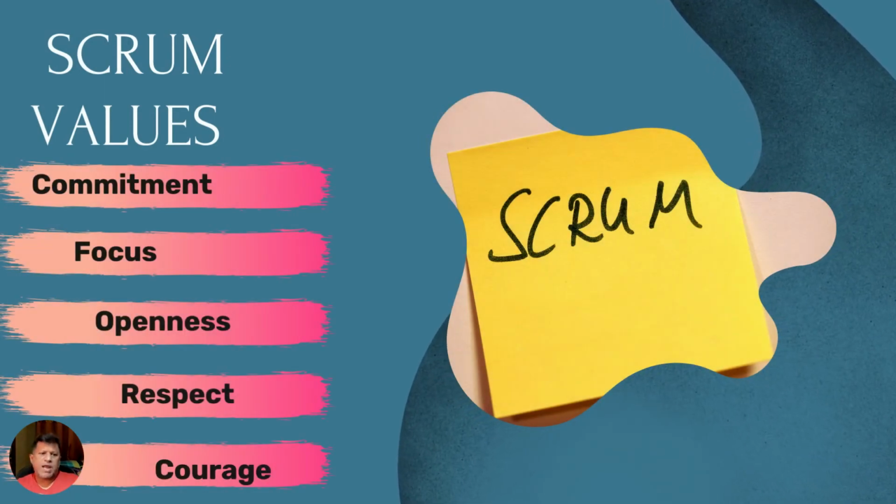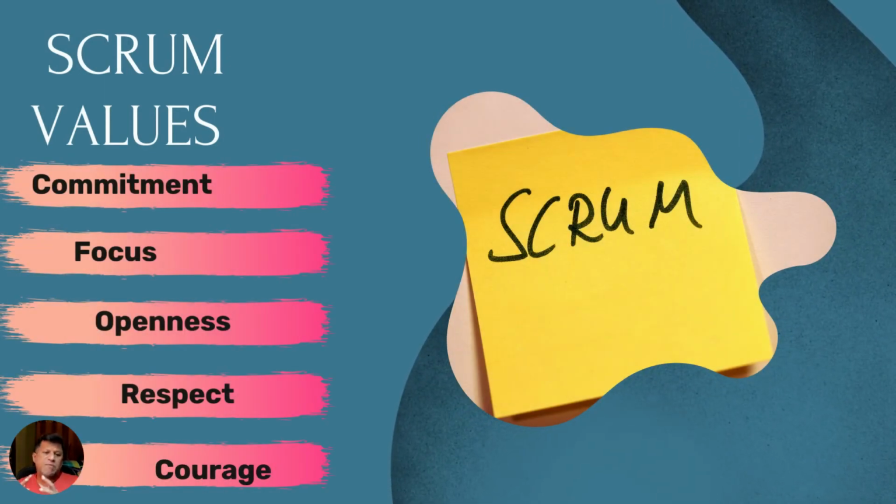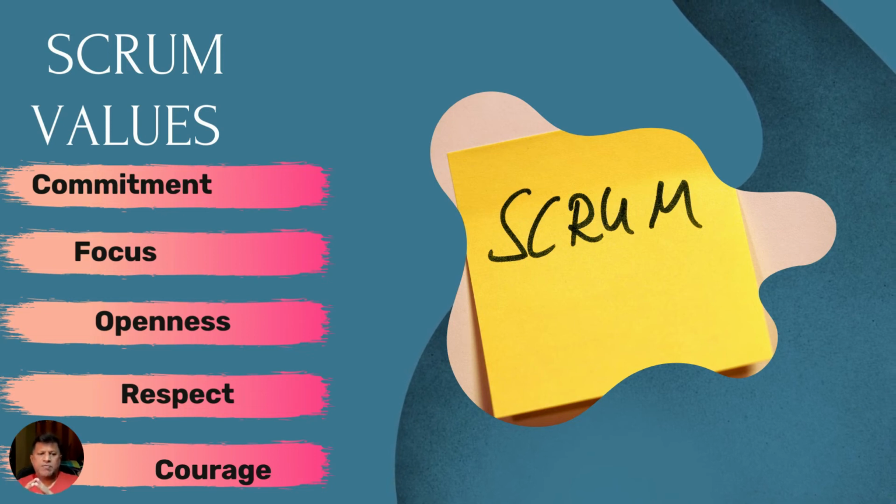Let's look at the Scrum values, right? There are five Scrum values: commitment, focus, openness, respect, and courage. Now, what are these values? What are they meant to be? Commitment of a Scrum team is always towards delivering value. What we commit is what we deliver, and we should not overcommit, nor should we undercommit.